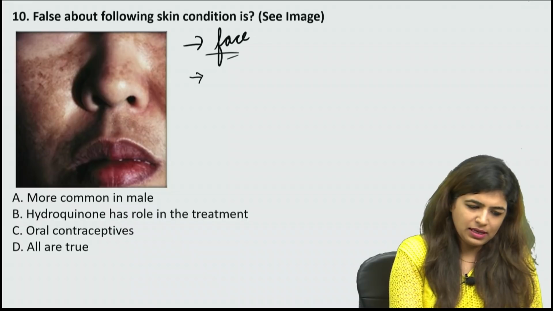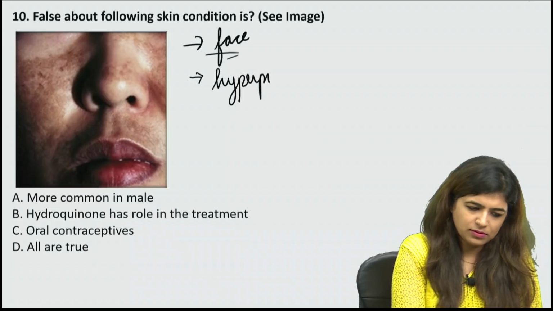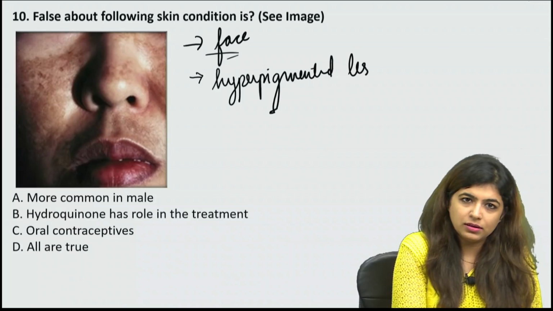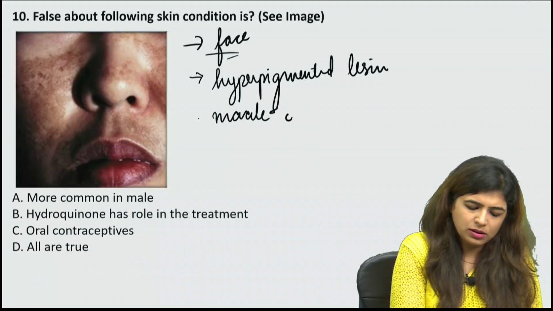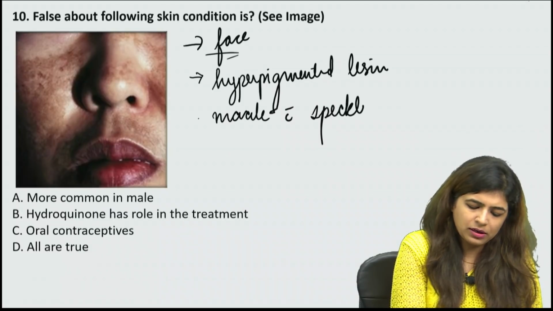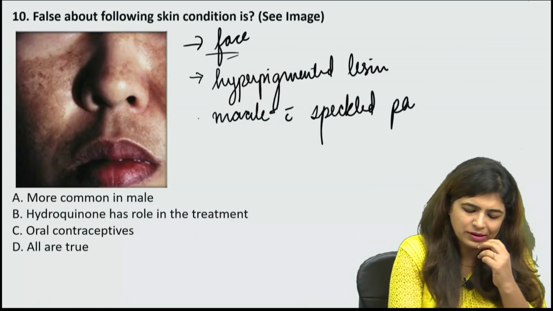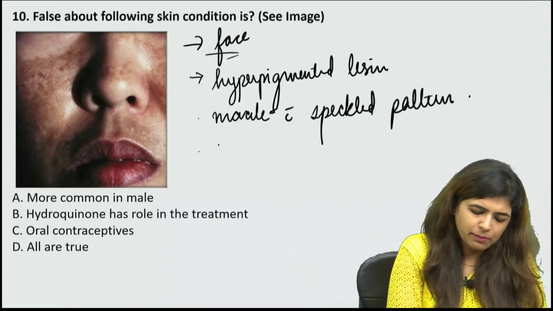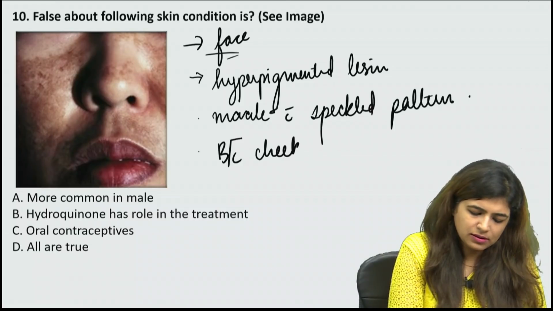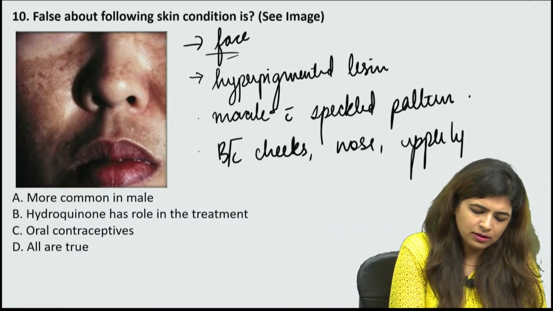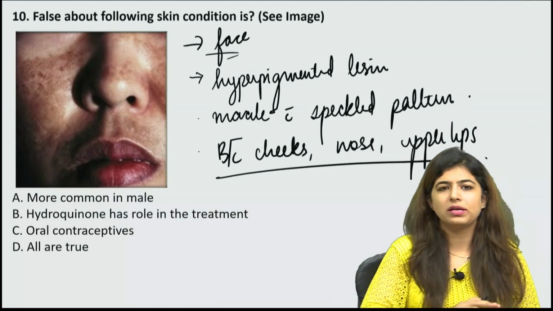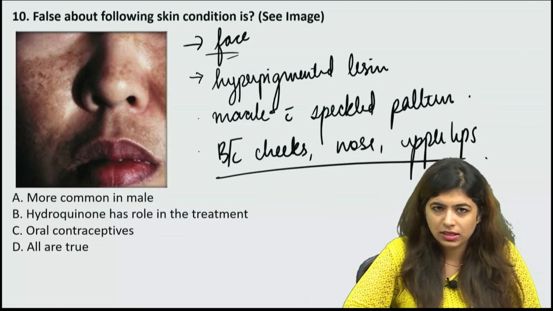What do I see? I see a hyperpigmented lesion on the face. It's mostly a macule with speckled pattern present bilaterally on the cheeks. Then it is also present on the nose and the upper lips. This is what I make out from the image given to me.